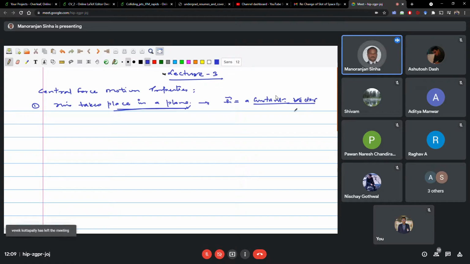So in inertial space, if I take this as the inertial frame x, y, z, and somewhere the h vector is fixed, then this central force motion will always take place perpendicular to this h vector. It's a direct consequence of the h vector turning out to be a constant.